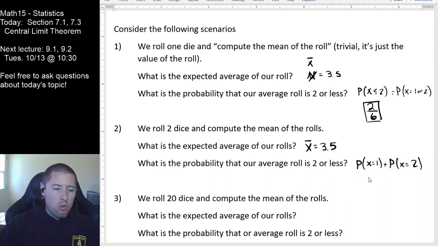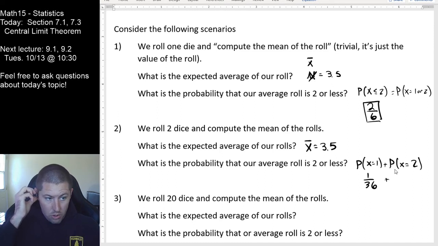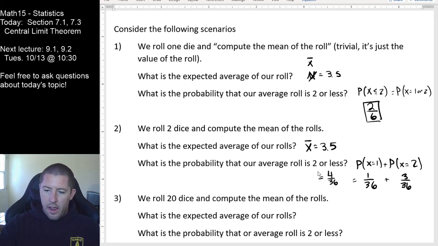So if my average roll is a 1, then that means that I got a 1 on the first and a 1 on the second. That should be a 1 in 36 chance. If I'm going to get an average roll of 2 or less, this would be me getting a 1 and a 2, a 2 and a 1, or a 2 and a 2. There are 3 ways for me to get an average roll between 1 and 2. So there's a 3 in 36 chance. So it looks like I'm going to get a 4 out of 36, or a 1 in 9.